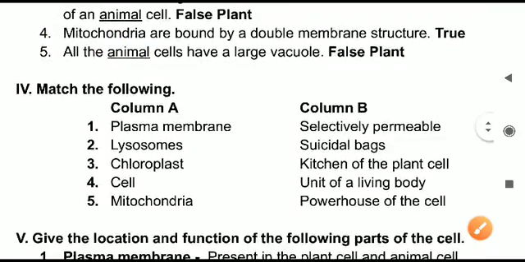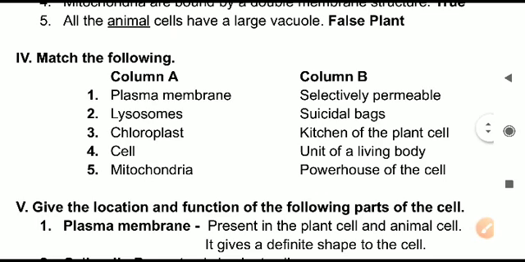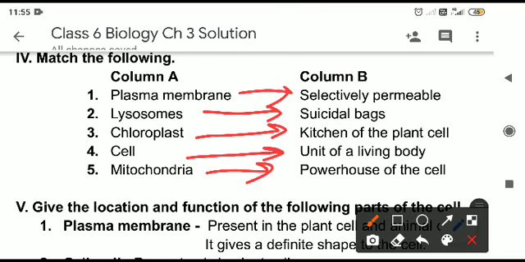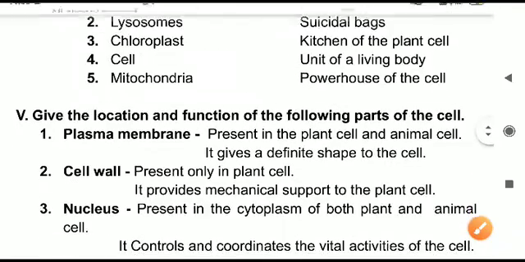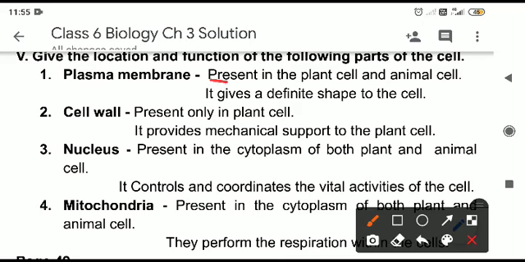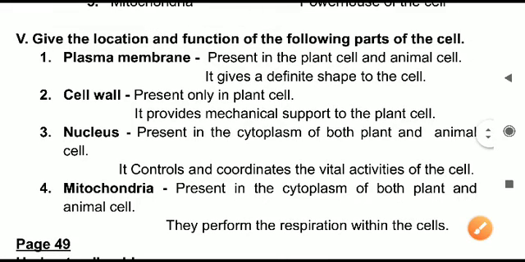Next, here is match the following. Only the correct option is written in front. Plasma membrane, selectively permeable; lysosomes, suicidal bags; chloroplast, kitchen of the plant cell; cell is the unit of living body; mitochondria is the powerhouse of the cell. Then we have the give the location and the function. So first line will be the location, second line will be the function. So you can take a note of this. You have to just note down in the book itself only.